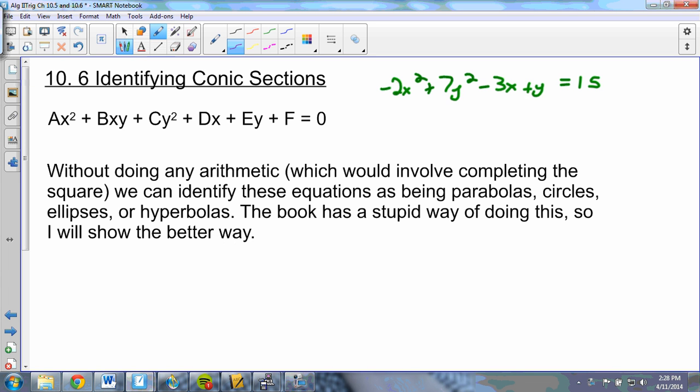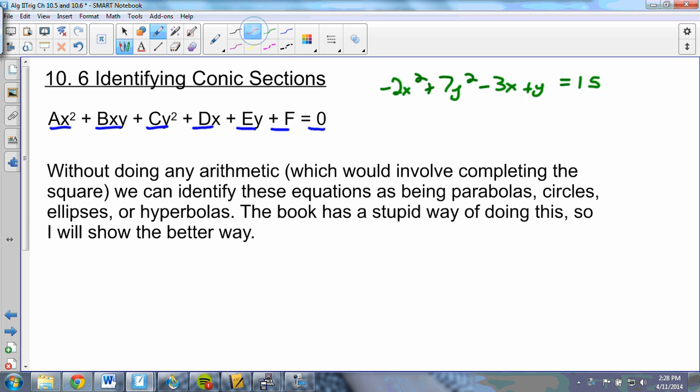The last thing in this chapter is identifying what type of conic section you have when given an equation of the form ax squared plus bxy plus cy squared plus dx plus ey plus f equals 0. Now I know that looks like a lot of stuff, but a, b, c, d, e, and f are just integers, positive or negative whole numbers. And we can tell a lot of things by looking at a couple things about these formulas.